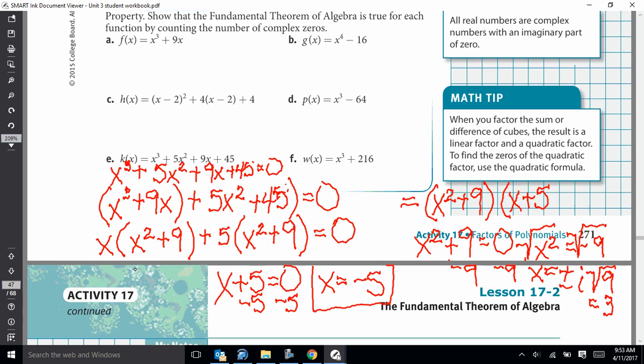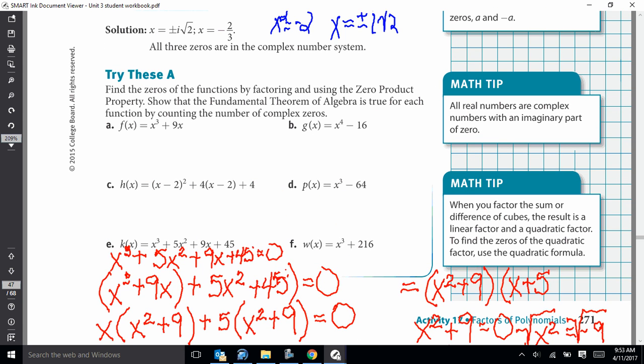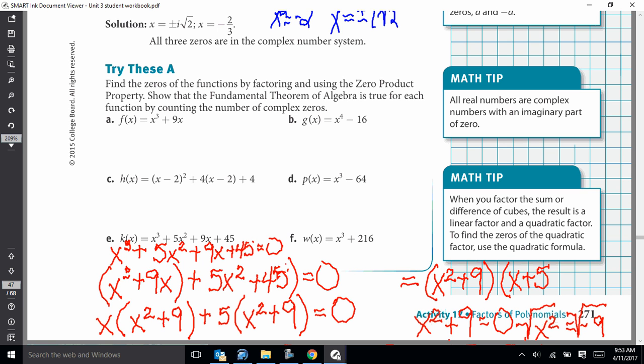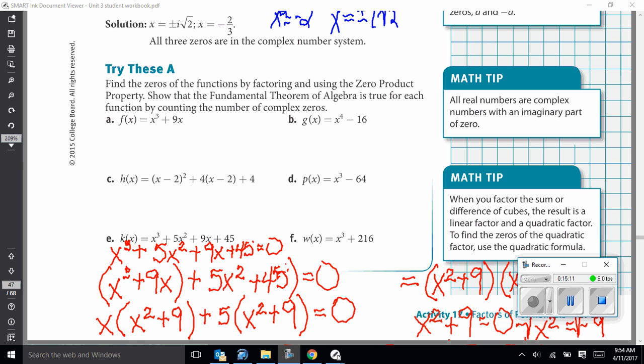All right, so looking at A through F, did you guys want to practice a cube, the sum or difference of two cubes, or one like B where we have a difference of two perfect squares? Yeah, do B or D. Okay. So B, we have the sum or the difference of two squares.